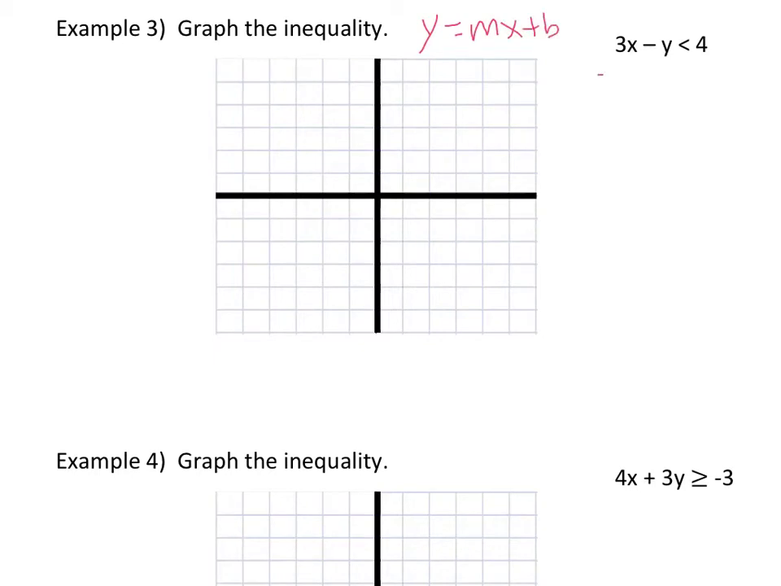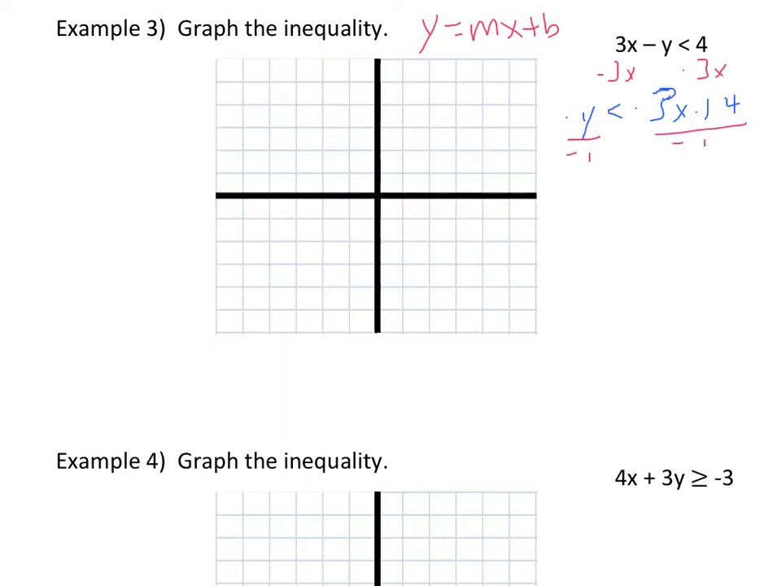So we will start by subtracting 3x from both sides, and we get negative y is less than negative 3x plus 4. There we go. Ugly, but now we have to divide by a negative to get y by itself.